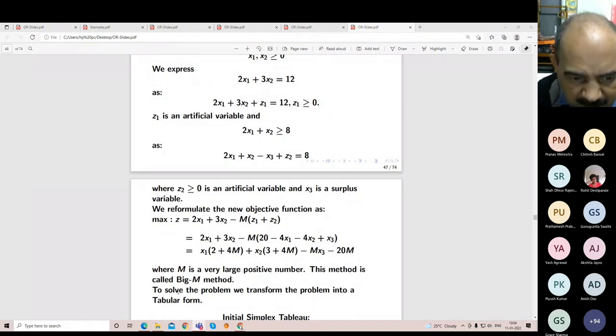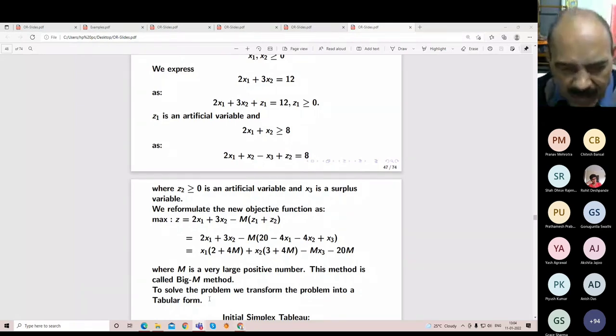And what is m? M is a very large positive number. If you are writing code, you have to supply the m value. Let us say m equals 10 to the power 8, or 10 to the power 10. Depending on the cost coefficients, you have to give the m value.